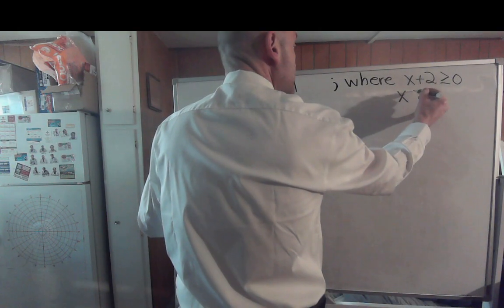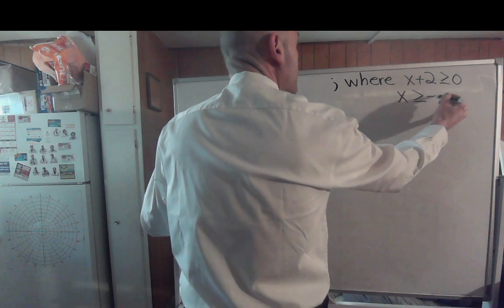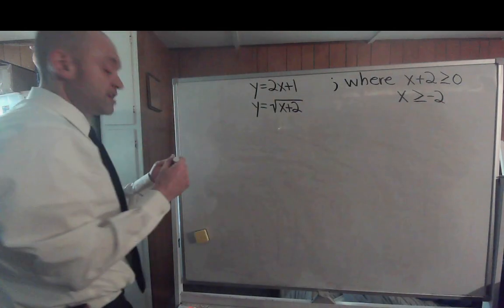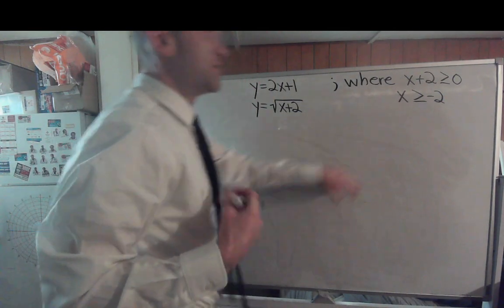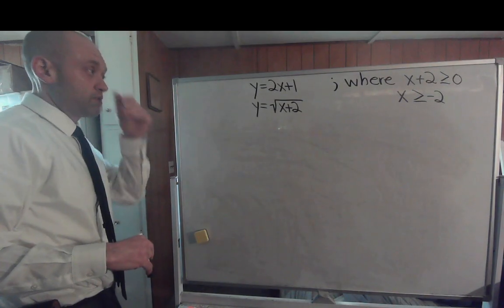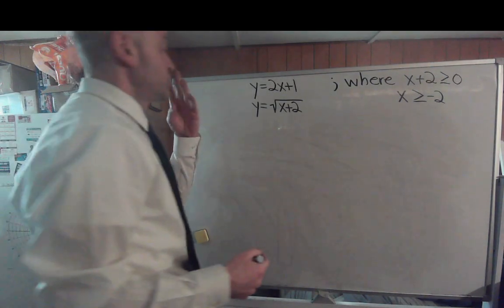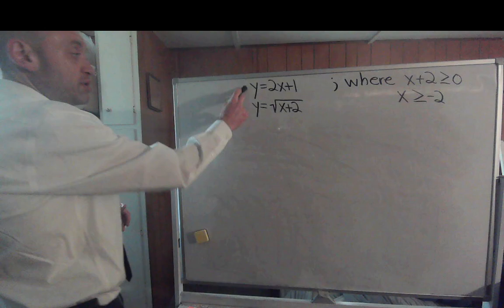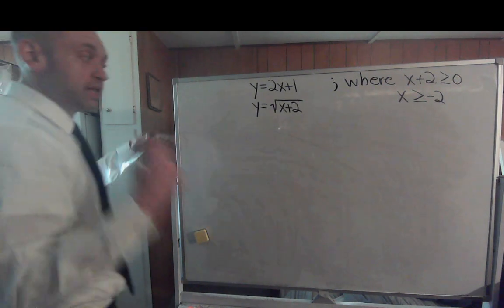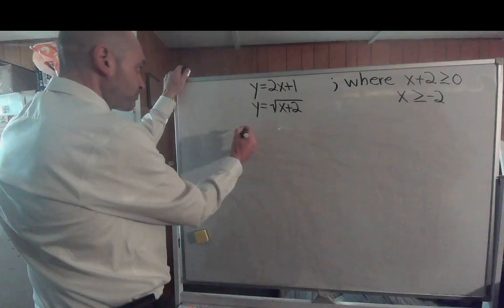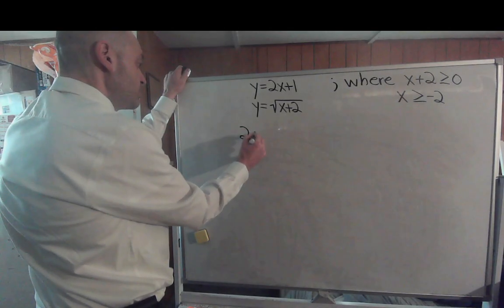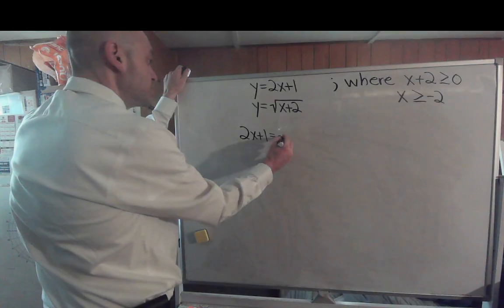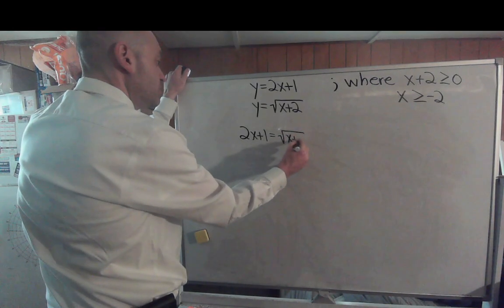So that means that x must be greater than or equal to -2. If we get any value less than -2, we have to discard that value. It's an extraneous solution. So you can have that sometimes. But since these both equal y, you can set one equation equal to the other. So you can set 2x plus 1 equal to the square root of x plus 2.